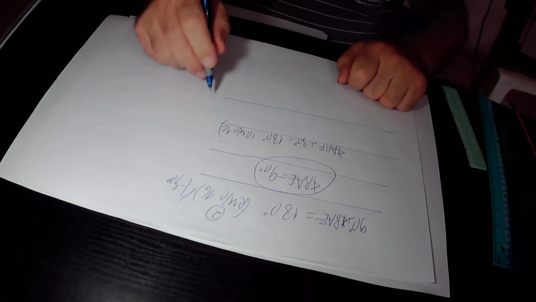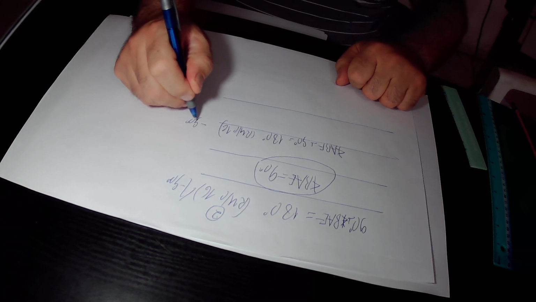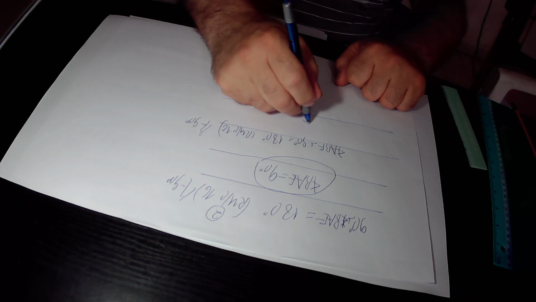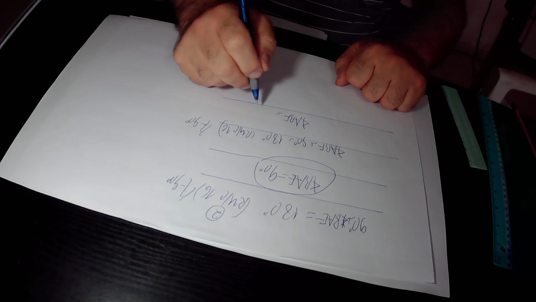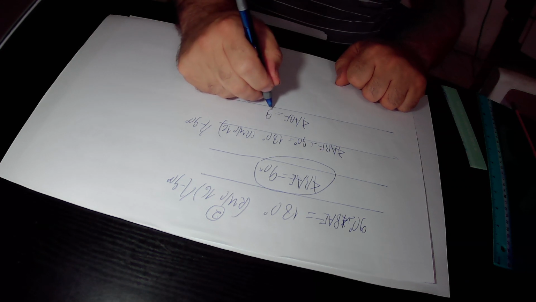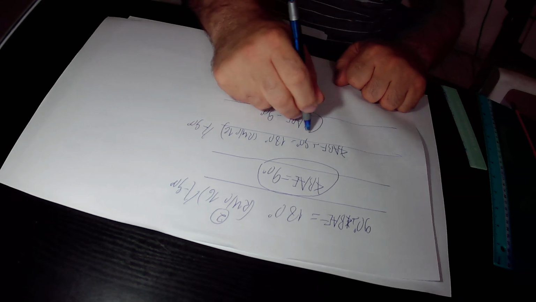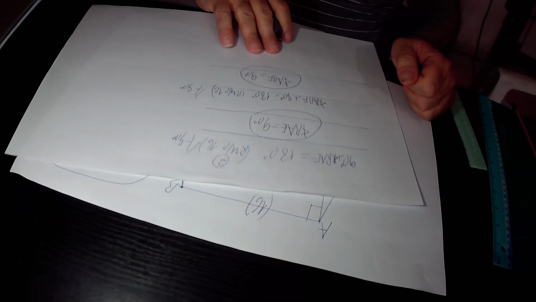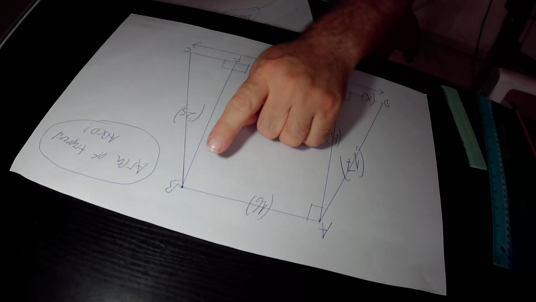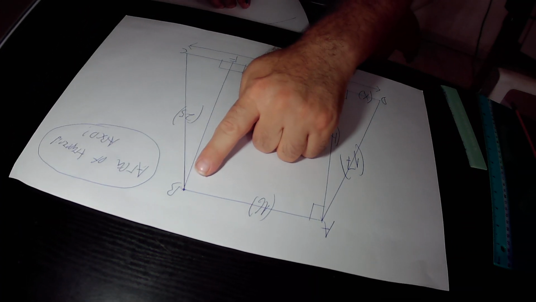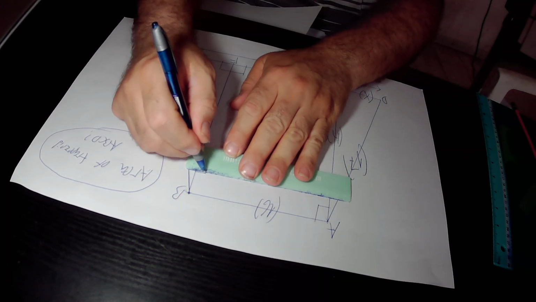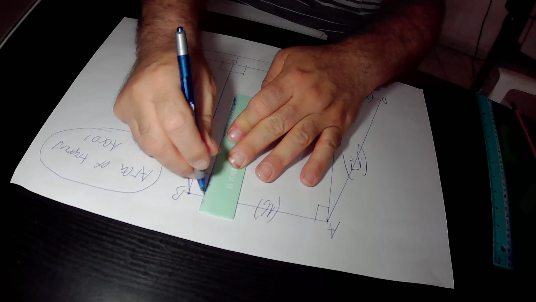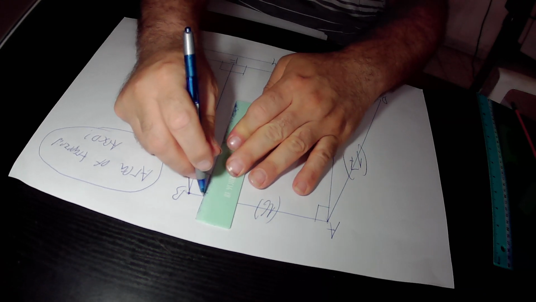So here we subtract 90 degrees from this equation, and we get that the missing angle ABF is equal to 180 degrees minus 90 degrees, which is 90 degrees. So we found out that the missing angle ABF is a right angle according to rule 16.